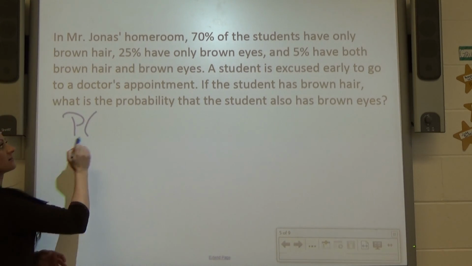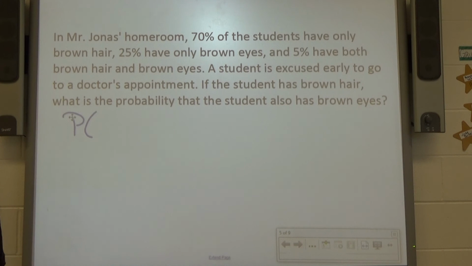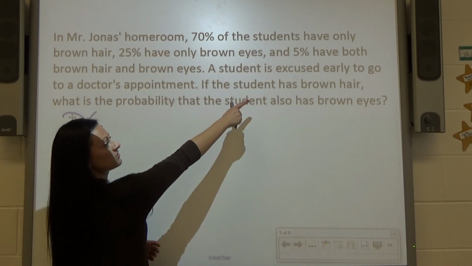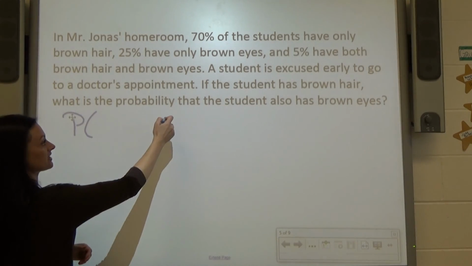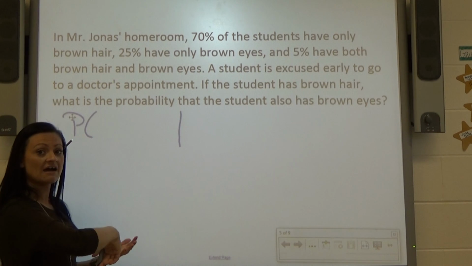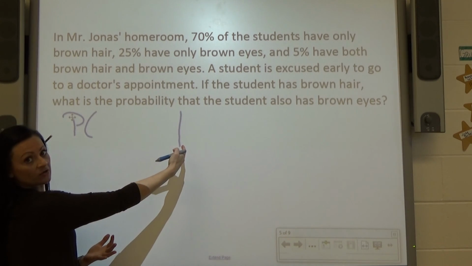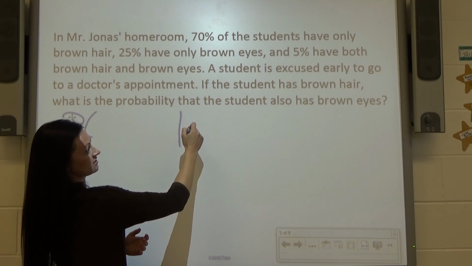So if I do that, I need to figure out what has been given to us already. The student has brown hair. They're telling me that that is true. So that would be my given statement that's going to go after the vertical line in my probability statement.